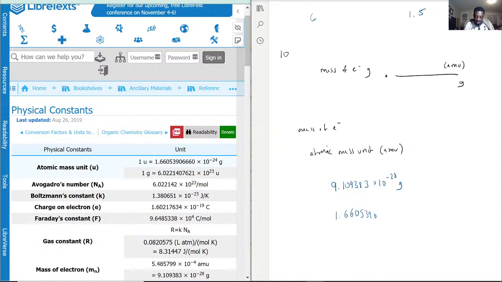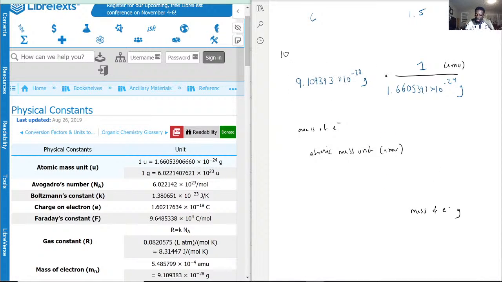9.109, ooh, that's a big number. Let's make it 9.1 times 10 to the negative 28 grams. And the reason I say this is a conversion question is because they show right here 1 unit. Okay, so 1 unit is this many grams. And there. So now we have the mass of an electron. Oh wow, I really like this feature actually.